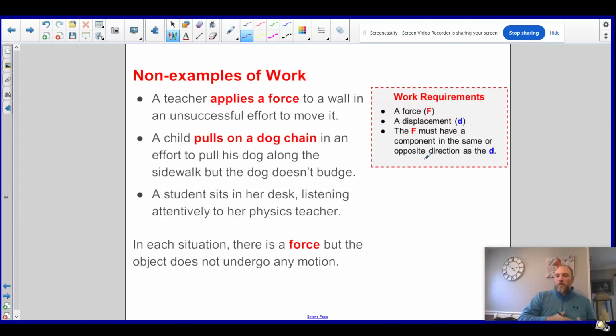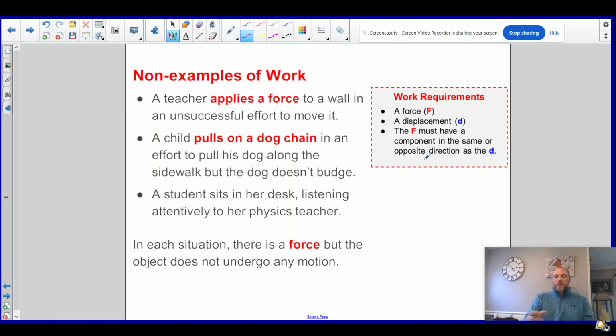Some examples where work is not occurring because one of those requirements isn't upheld. For example, a teacher applies a force to a wall, but the wall doesn't move. So if we're not seeing a displacement, then that force is not doing work. It's not causing a transformation or transfer of energy. Also, if we see a force that has no component parallel or anti-parallel to the displacement, then that force is not doing any work.